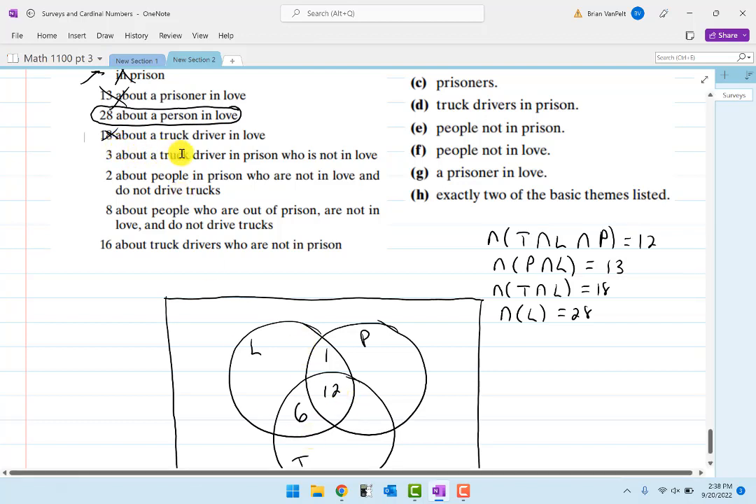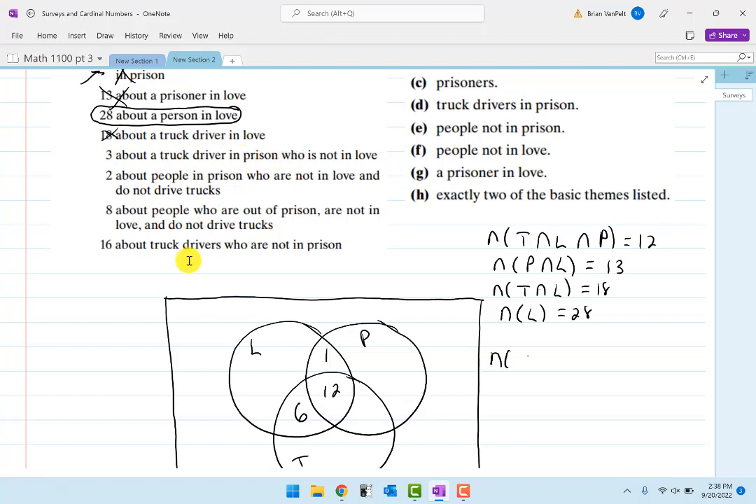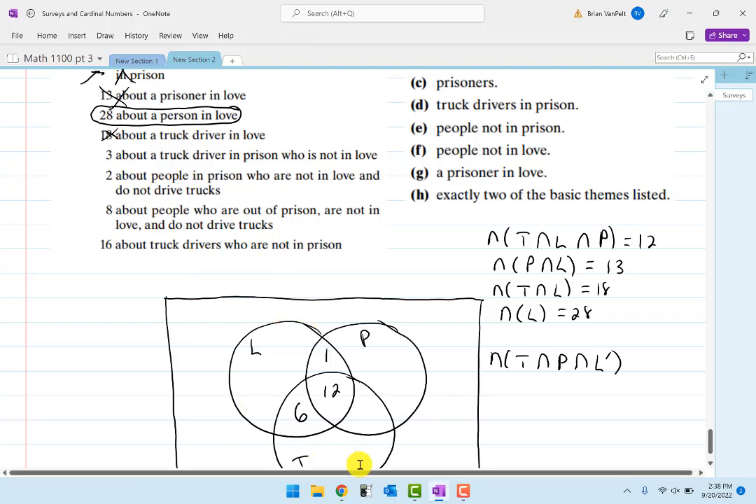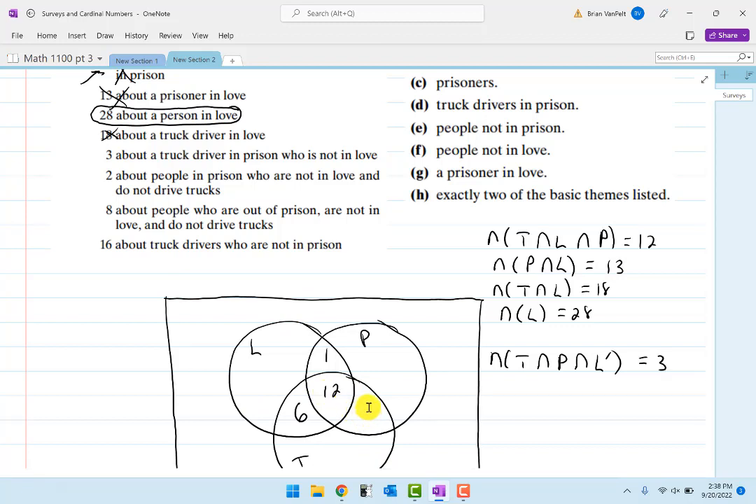Now we have 3 about a truck driver in prison but not in love. So the number of items in truck driver and prison but not in love, T intersect P intersect L prime. That would be in this spot actually, because that would be the stuff outside of there. And we are told that that is equal to 3. So that spot gets a 3.